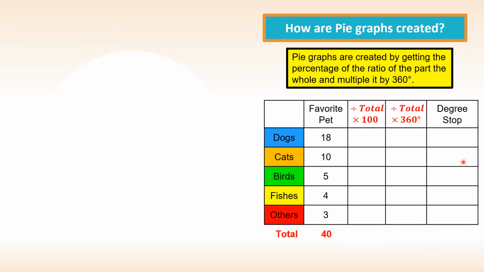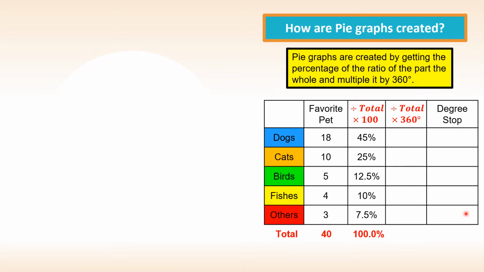So you have to add another column. Then divide by the total times 100. 18 divided by 40 times 100 gives 45%. 10 divided by 40 times 100 is 25%. 5 divided by 40 times 100, 12.5%. 4 divided by 40 times 100, 10%, and 3 divided by 40 times 100 is 7.5%. So that gives a total of 100%.